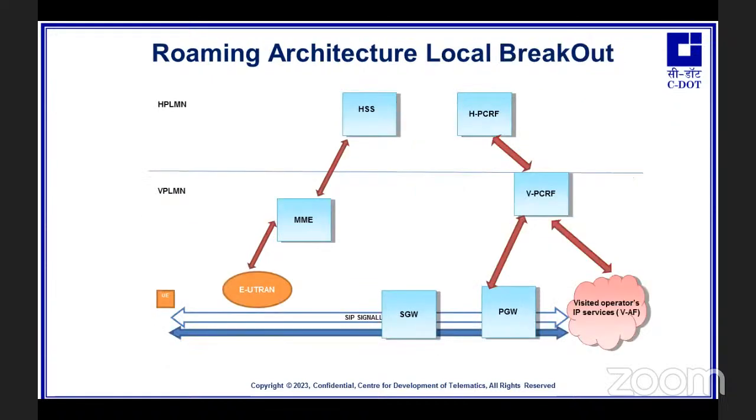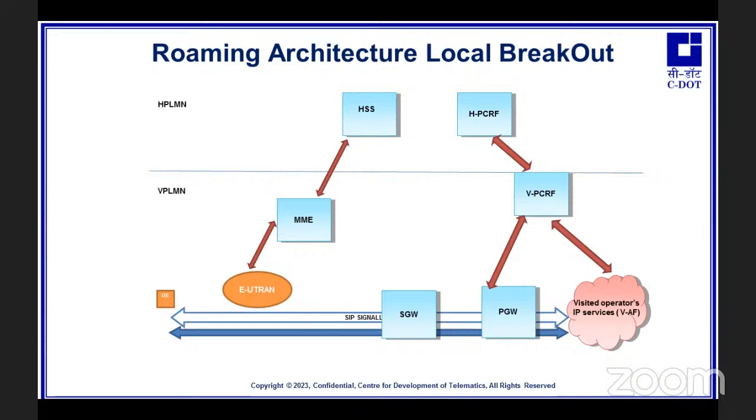So this is a case of local breakout. Now what happens in local breakout? Local breakout means the service is given from the local network, from the visited network. That is why it is called local breakout. Here you see the subscriber coming to the VPLMN and sending the request to the MME. The MME authenticates the service from the HSS. There is a bit called VPLMN. This particular bit defines what the roaming type will be: home routed or visited or local breakout.